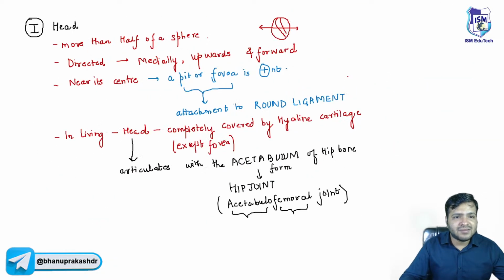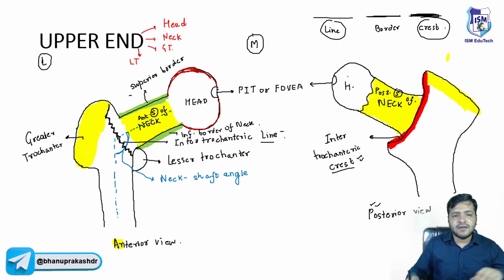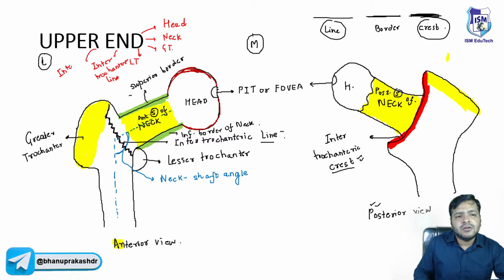So remember beta, we have discussed the upper end. The upper end basically comprises the head, neck, greater trochanter, lesser trochanter, intertrochanteric line, and the intertrochanteric crest.